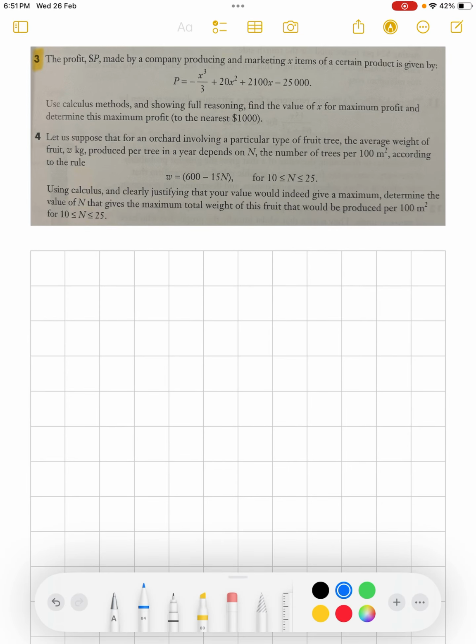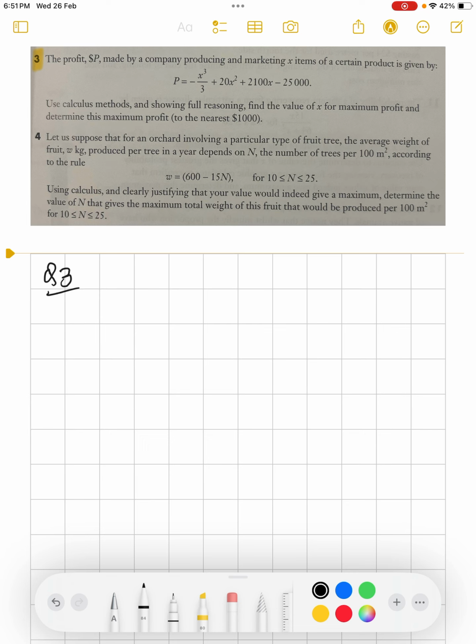Well, thank you for joining us on exercise 2D. I'm going to be looking at question 3. Now, these are calculator assumed questions, so we can use our Casio ClassPad, which is what I'm using, and you might have a Texas calculator.